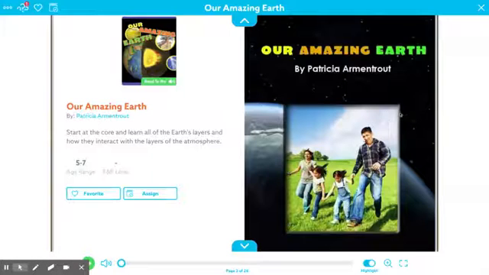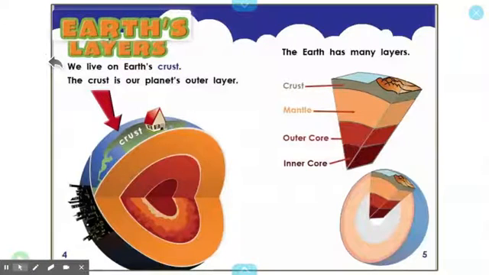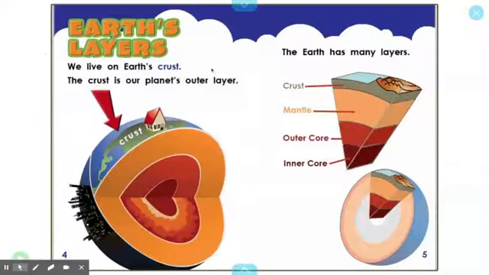Our Amazing Earth by Patricia Armentrout. Oh, this is a great graphic. Look at this. Earth's layers. We live on the Earth's crust. The crust is our planet's outer layer. So you can see the cities and the houses. This is on the crust. This actually kind of looks like a mouth, doesn't it? Oh, like they're singing. That's funny.